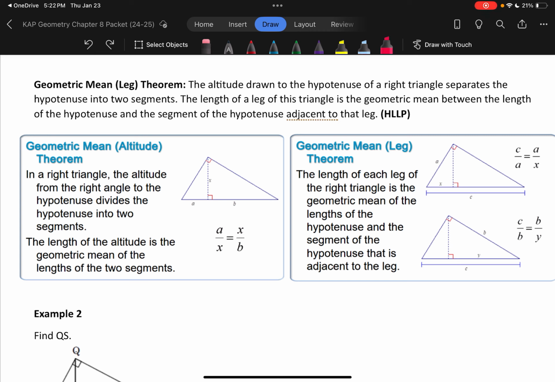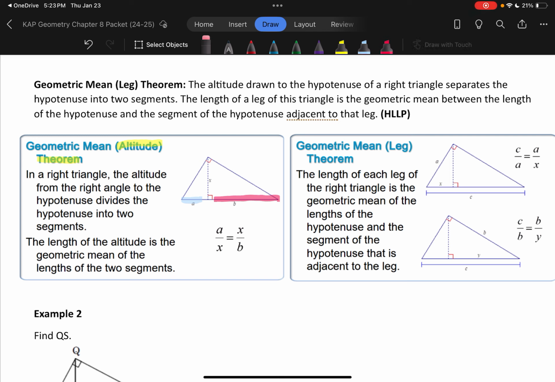So the first one that we're going to look at is pretty much just known as your altitude theorem. This theorem basically states that in a right triangle, the altitude from the right angle to the hypotenuse divides the hypotenuse of the big triangle into two segments, right? Here's segment A and segment B. So that altitude is basically splitting the hypotenuse into two pieces.